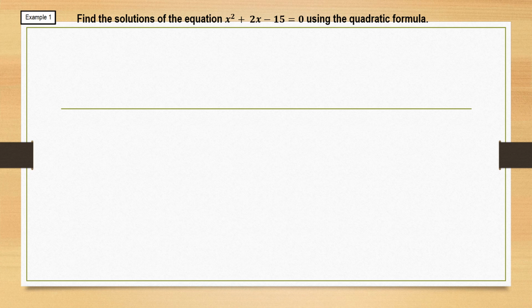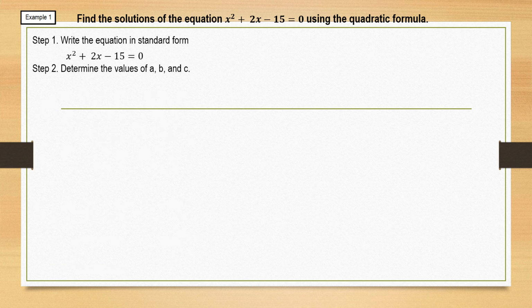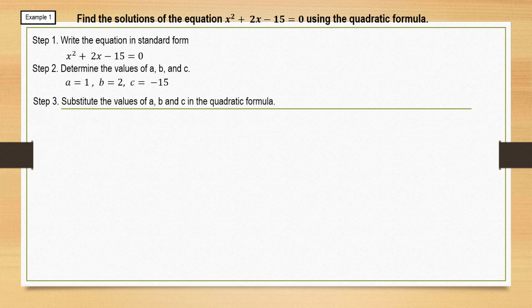Let's have an example. Find the solutions of the equation x squared plus 2x minus 15 is equal to 0 using the quadratic formula. For step 1, write the equation in standard form. The equation is already expressed in standard form. Step 2, determine the values of a, b, and c. In the given equation, a is equal to 1, b is equal to 2, and c is equal to negative 15.